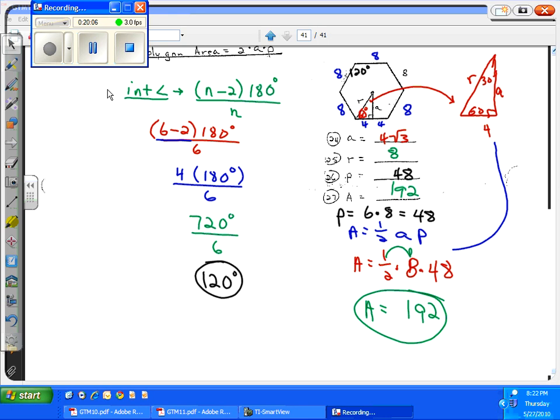Any questions on the regular polygons? Now, if you had a pentagon, the interior angle would be 108. The angle in that right triangle would be 54, and you'd have to use sine, cosine, tangent ratios to find your apothem and radius. So don't forget you may have to use some trig functions to solve, depending on which type of polygon I give you.